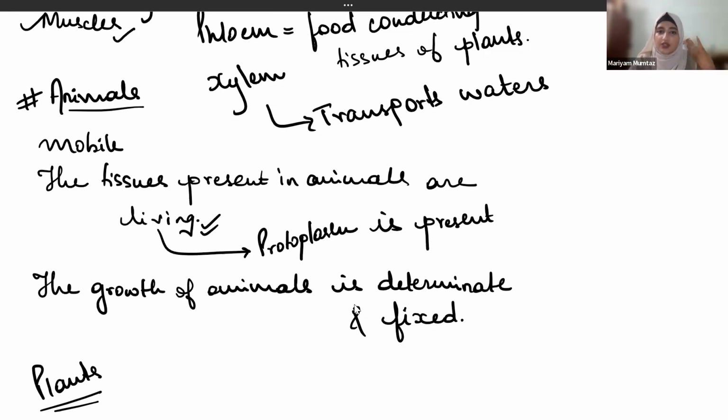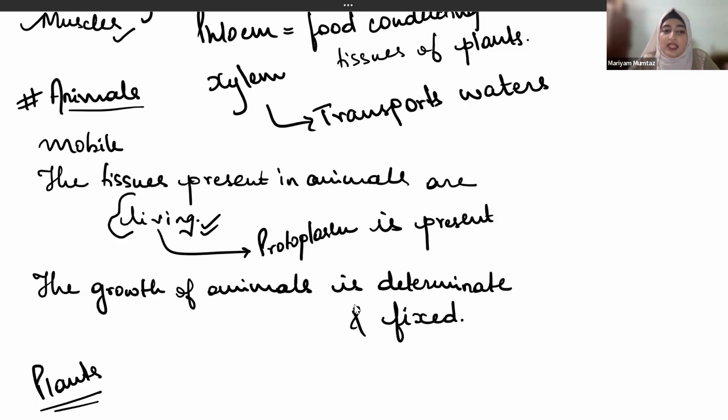So the tissues present in animals are very different from the tissues that are present in plants, isn't it? Why? Because plants cannot move from one place to another. They have to be at one place. So the tissues in plants are much different as compared to the tissues in animals. So in the case of animals, the tissues are mostly living.